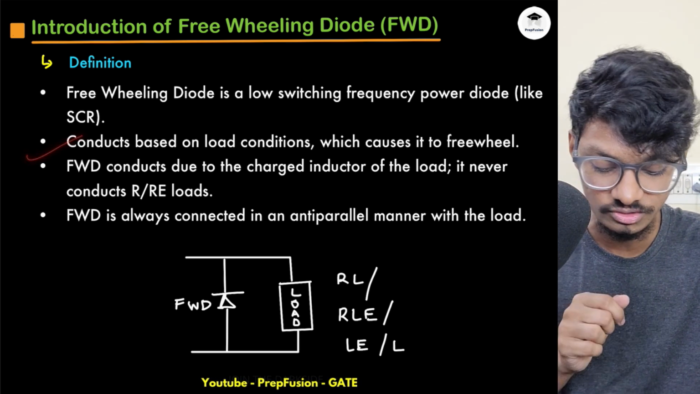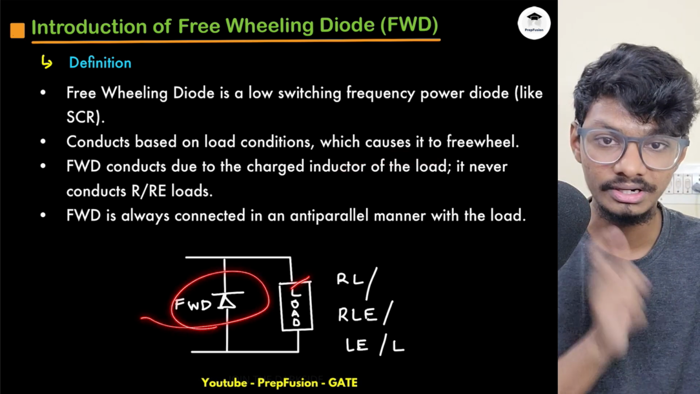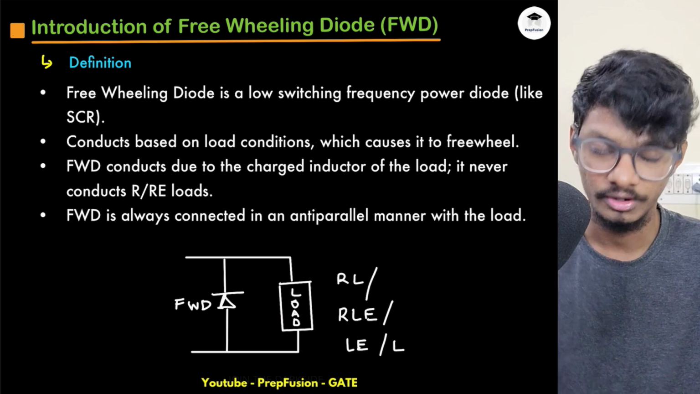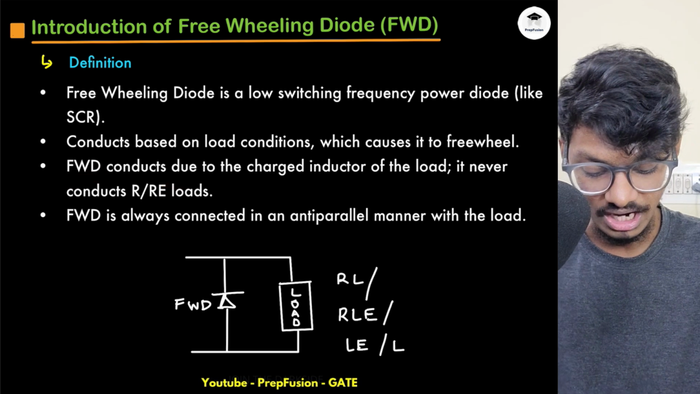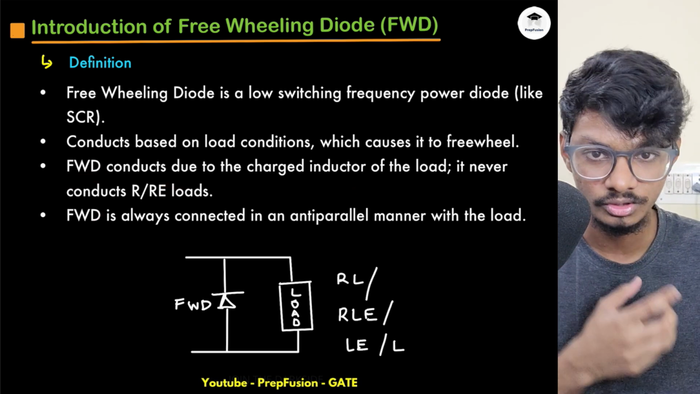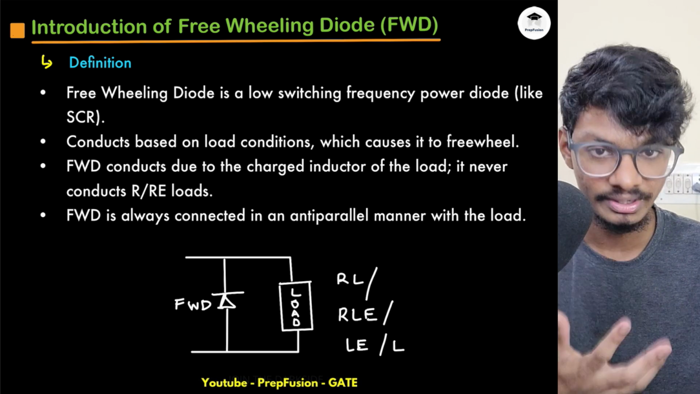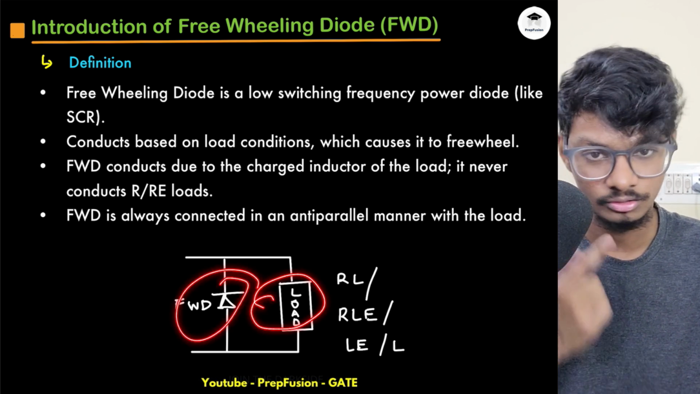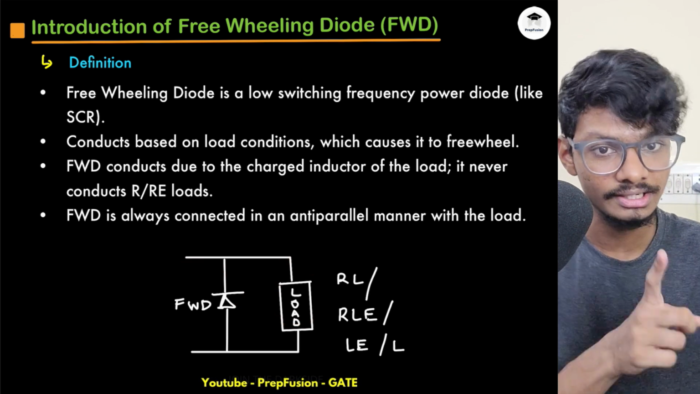This conducts based on load conditions, which causes it to freewheel. The freewheeling diode mainly conducts based on the load condition, not on the supply condition. When we do the analysis, we will understand. The freewheeling diode conducts due to the charged inductor of the load. It never conducts in a resistive or RE load, because a simple pure resistor or RE load does not have the capacity to change its own voltage so that it can turn on the freewheeling diode to keep the conduction alive. They don't have that capability. Only an inductor has the capability.